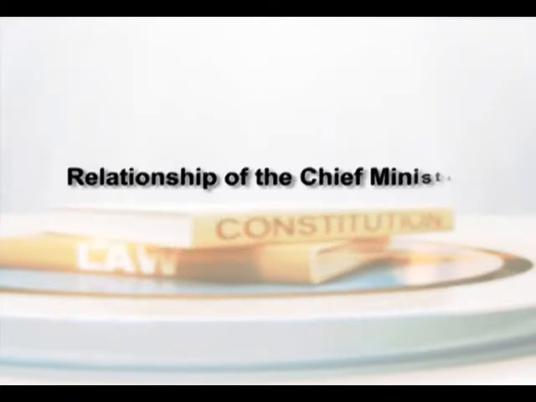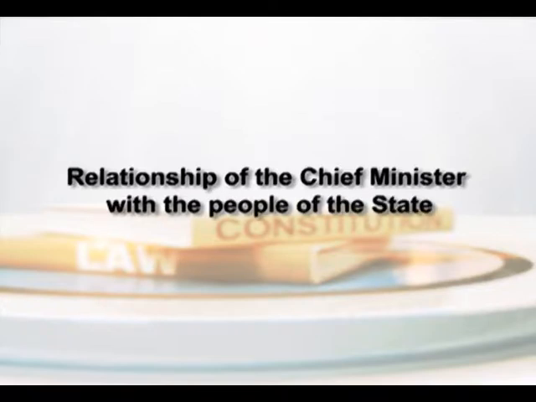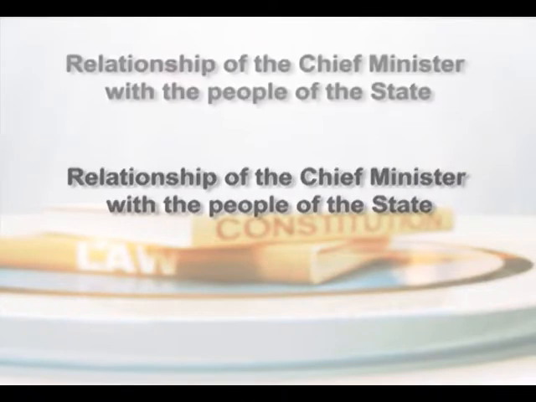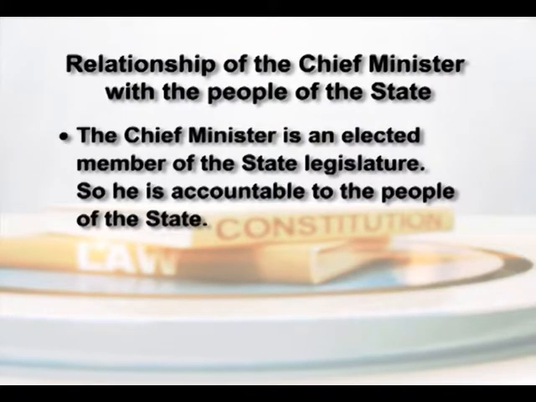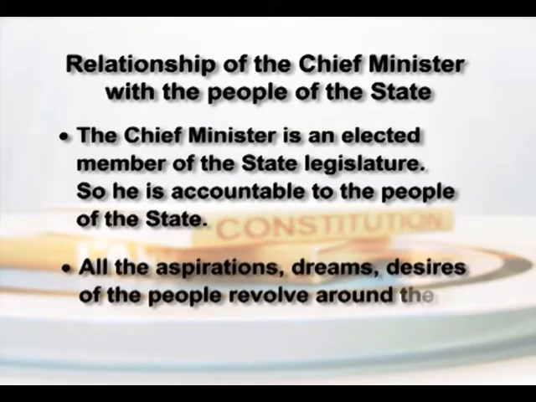Now let us see the relation which the Chief Minister shares with the people of the state. The Chief Minister is an elected member of the state legislature, so he is accountable to the people of the state. In fact, he is the leader of the masses. The power and dignity of the Chief Minister to a great extent depend on the confidence of the people. The state government for an ordinary man actually implies the Chief Minister. So all the aspirations, dreams, desires of the people revolve around the Chief Minister.